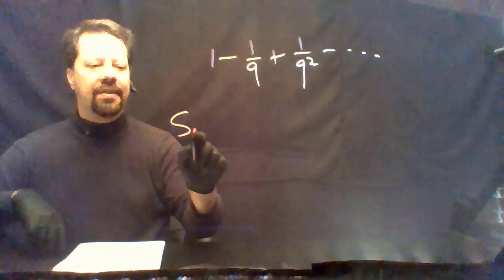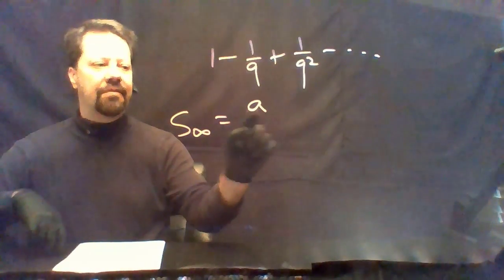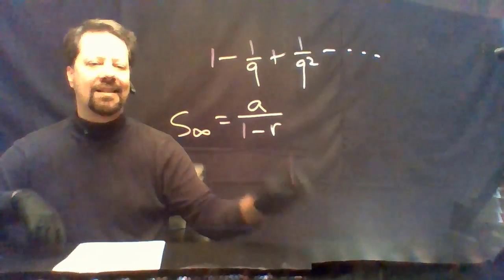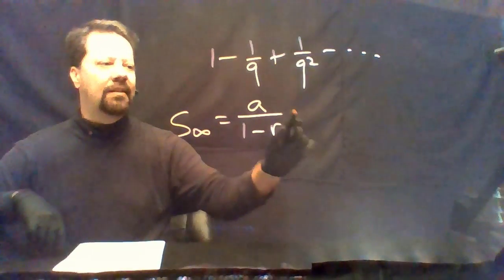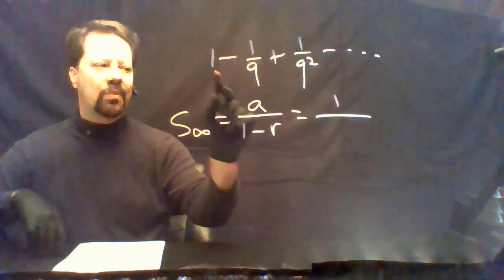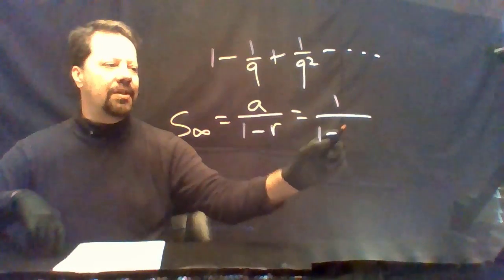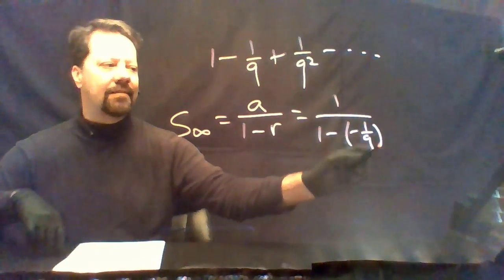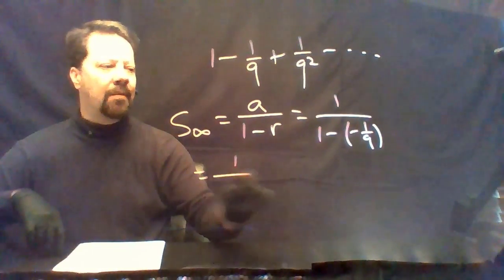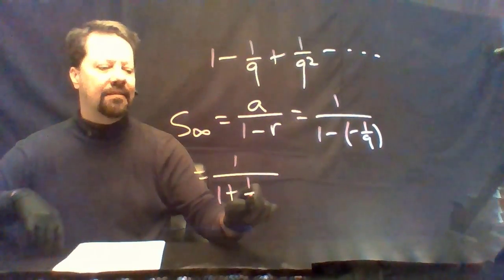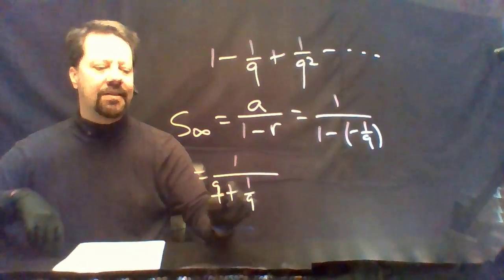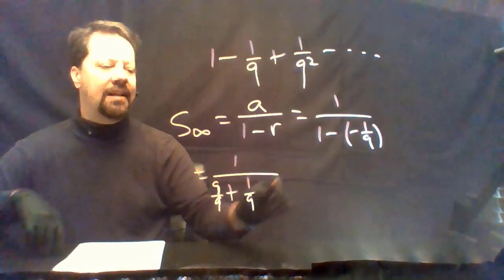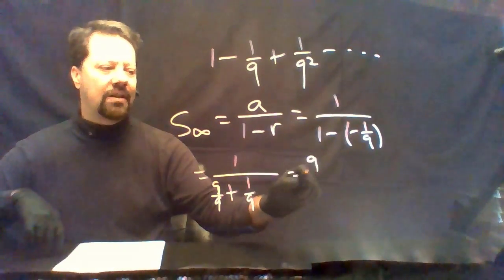The formula for the sum of an infinite geometric series is the first term divided by 1 minus the common ratio. The first term in this case is 1, and the common ratio is negative 1/9. We get 1 over 1 plus a ninth. 1 is 9/9, so we'll have 10/9 in the denominator. That's going to be 9/10.